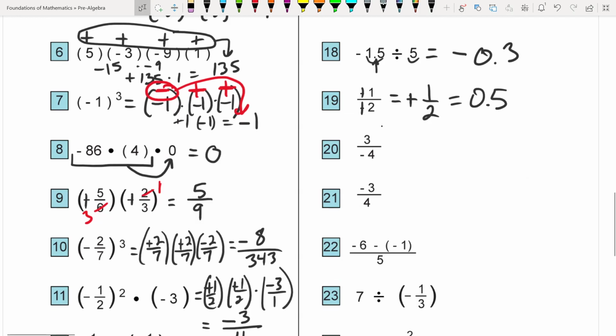Okay, this problem right here, this cannot be simplified, right? So we could actually do the division to find a decimal point. But what I can also do is write this like this. I can move the negative, because a positive divided by a negative is negative. So I could say negative 3/4. That's the same thing as saying a negative divided by a positive.